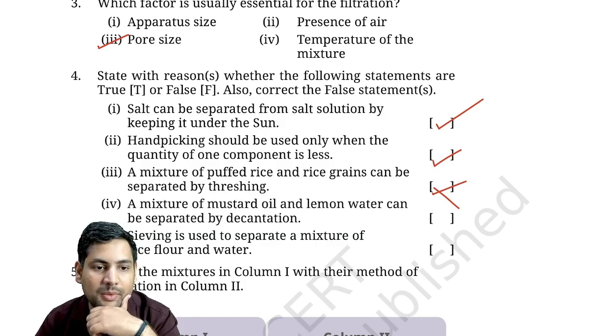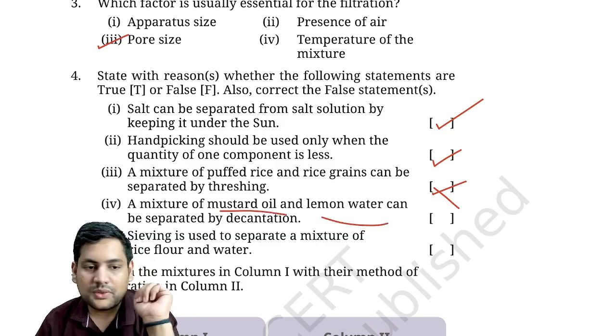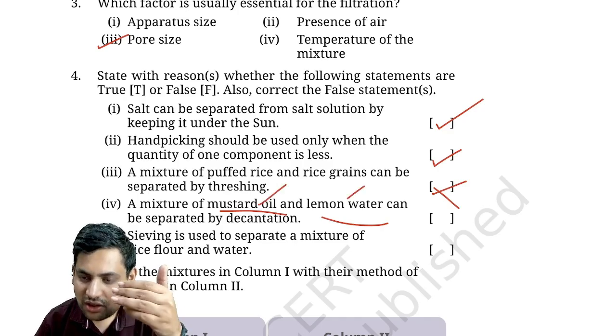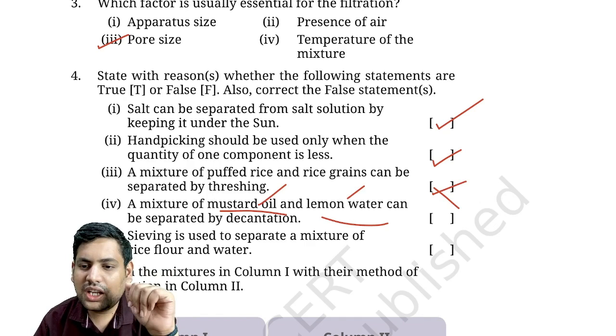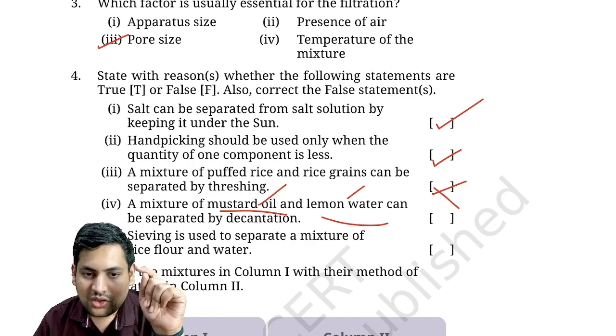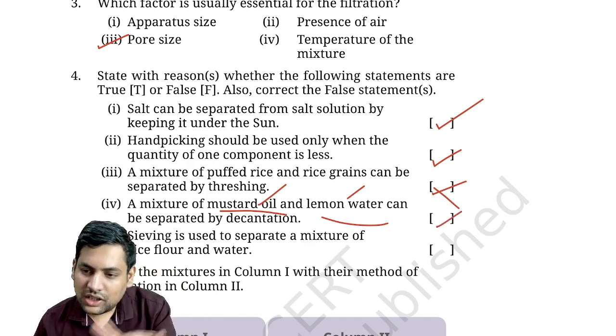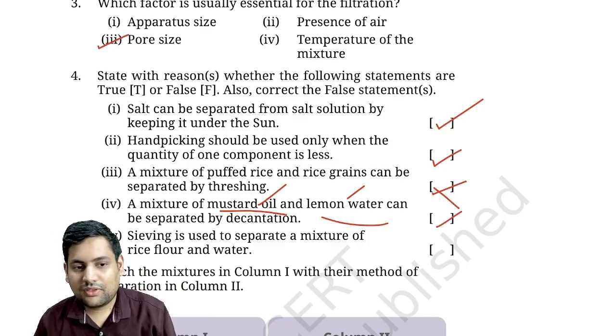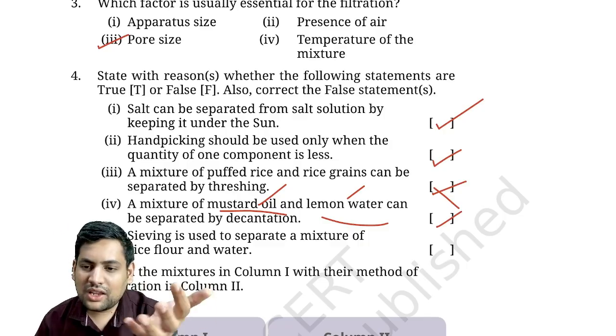Then a mixture of mustard oil and lemon water can be separated by decantation. Mustard oil and lemon water. See, ultimately, don't get confused. This is oil, this is water. Can you separate them using decantation? Yes, they will form two different layers. So you can use a separating funnel or you can slowly separate them. Though it will be much more difficult than doing it with solids, but you can try for this.